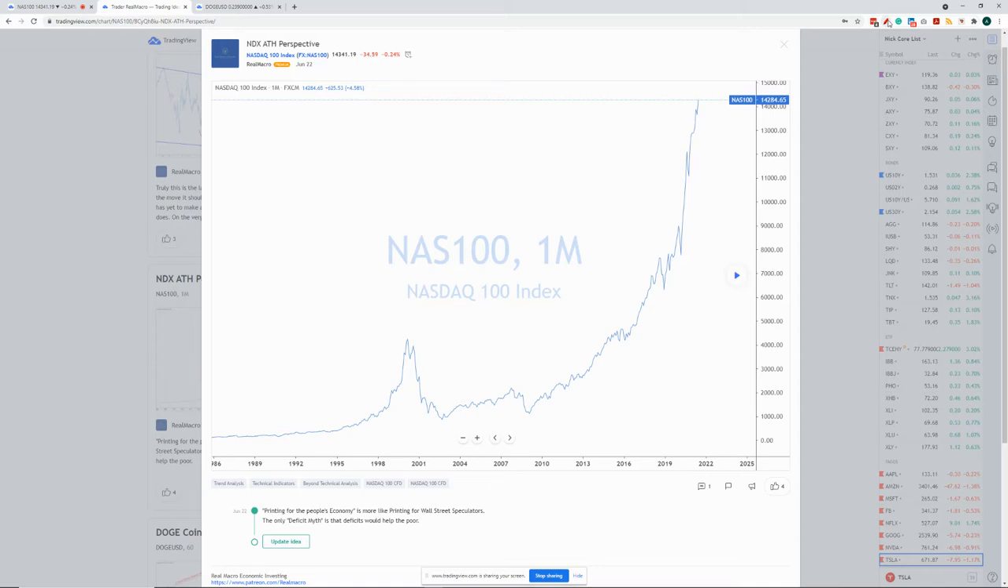And if interest rates remain low, then you're going to end up with more and more commodity prices. You get more deficits, you're going to end up with more commodity price inflation. Right? That's the way it works.